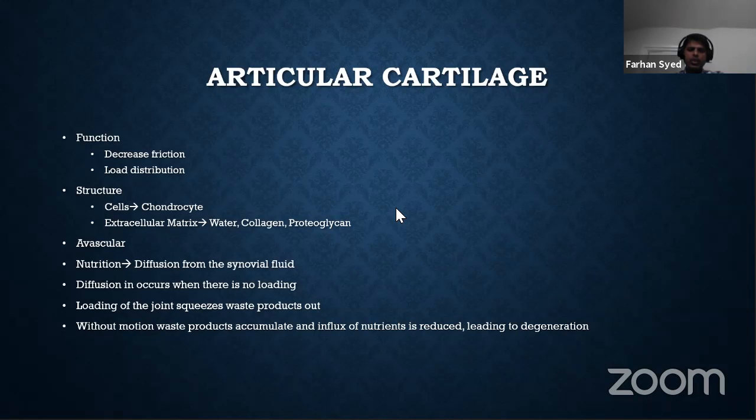Second, nutrition. The nutrition of the site is derived from the synovial fluid. Because it's avascular, there are no blood vessels that can carry nutrition to the cartilage. You have to rely on diffusion from the synovial fluid. Diffusion occurs when there is no loading. So when there is no loading of the joint, the diffusion of nutrients from the synovial fluid into the cartilage leads to nutrition. And when there is loading, it squeezes out the water, and this squeezing out brings out the waste products which enter the synovial fluid, and from there they get absorbed by the body.